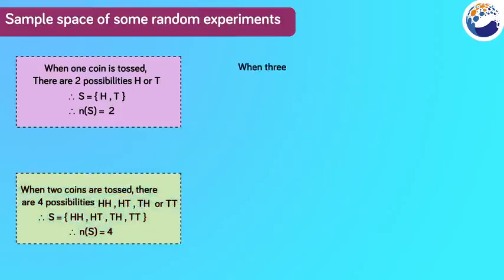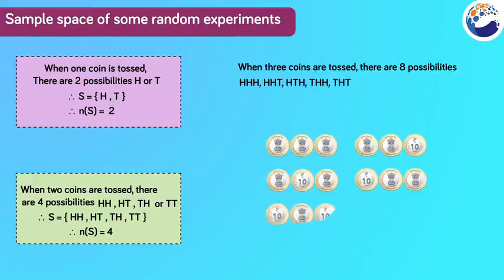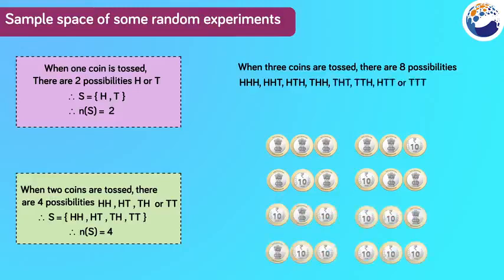When 3 coins are tossed, there are 8 possibilities. Therefore, S = {HHH, HHT, HTH, THH, THT, TTH, HTT, TTT}. n(S) = 8.